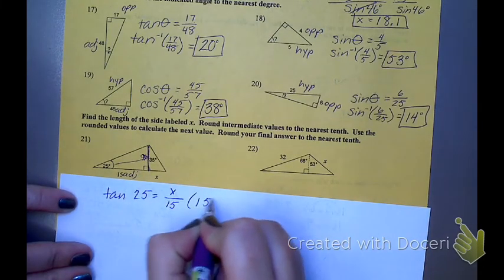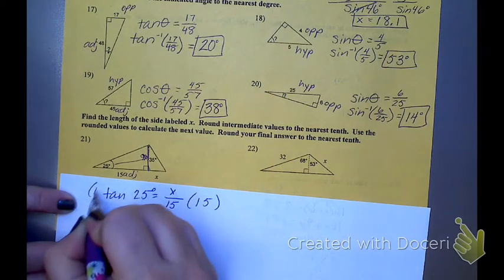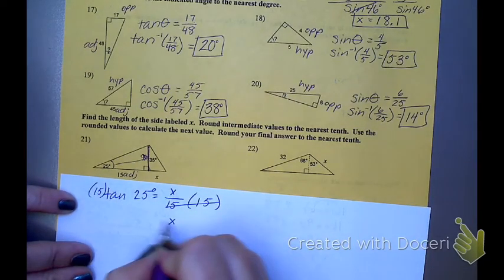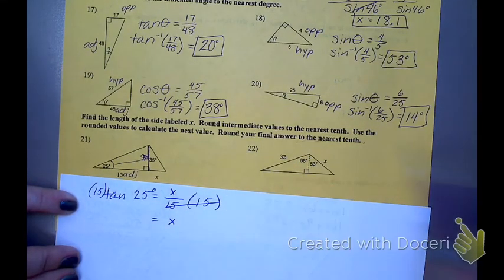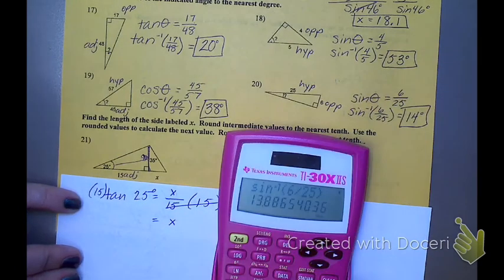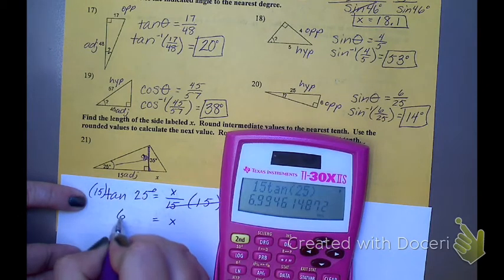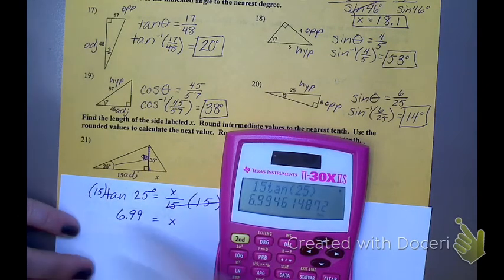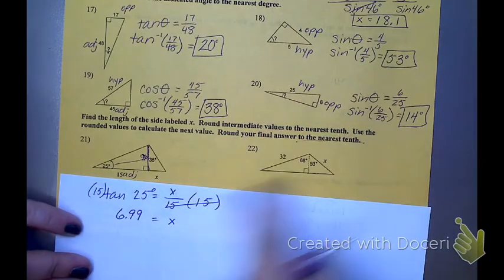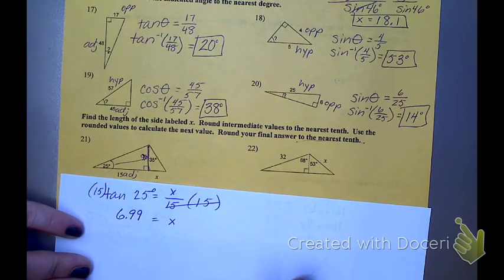Multiply both sides by 15. And x equals, let's see, round your values to the nearest tenth. Okay. So 15 tangent 25. And I get 6.99. We'll just leave it as 6.99 for now. Even though it says nearest tenth, I'll round to the nearest tenth when I'm done.